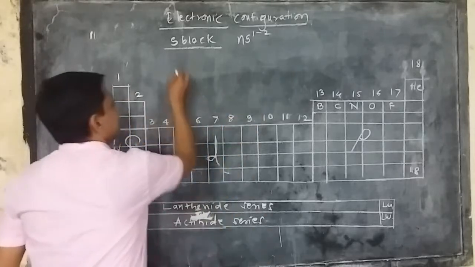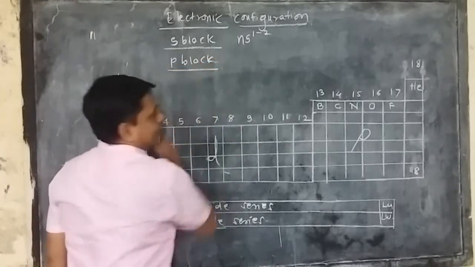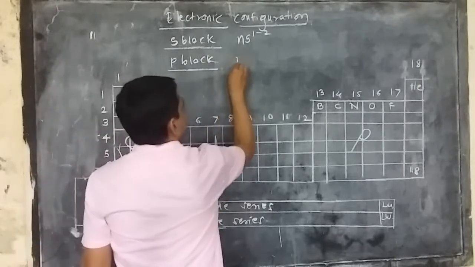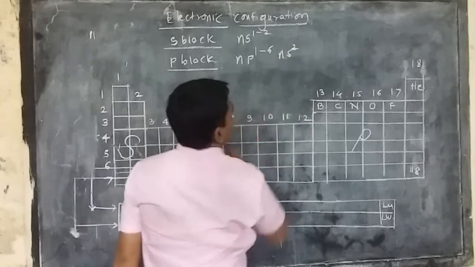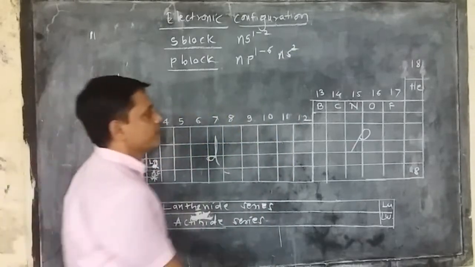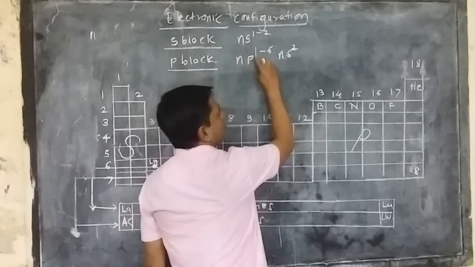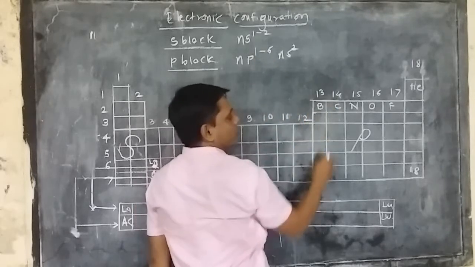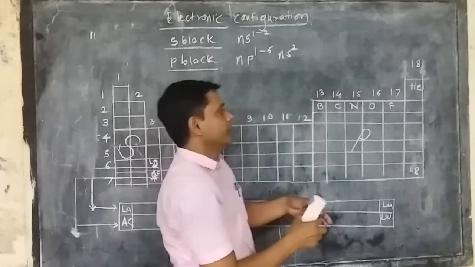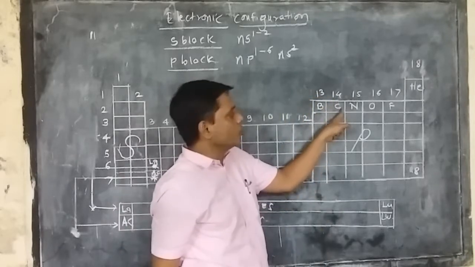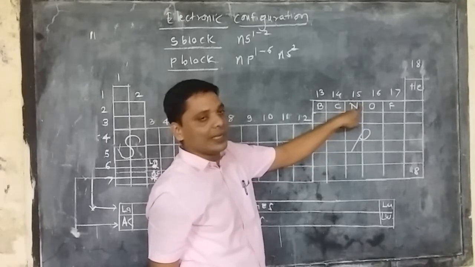Now similarly for the P block. It is np, that is 1 to 6, and ns2. This means the P block contains at least one electron in the P orbital. So one electron in the P orbital is group number 13, which is ns2 np1. Then group 14 is ns2 np2. Then the third one, group 15, is ns2 np3.